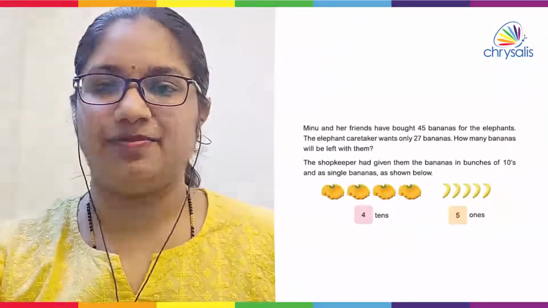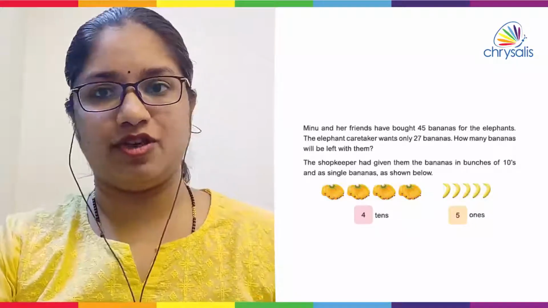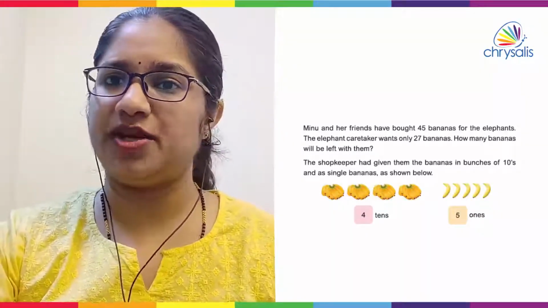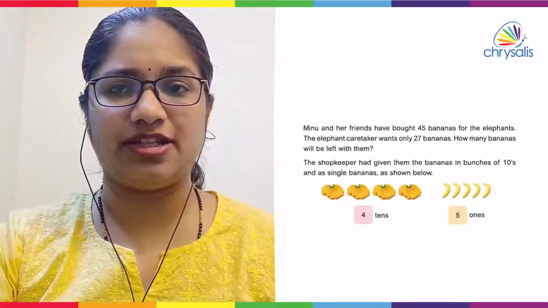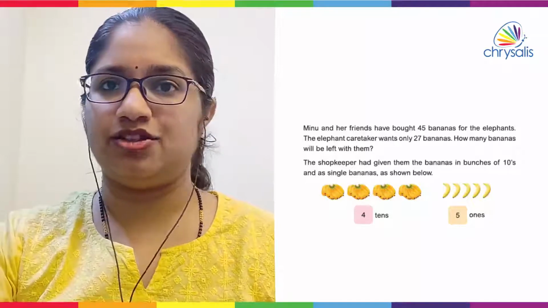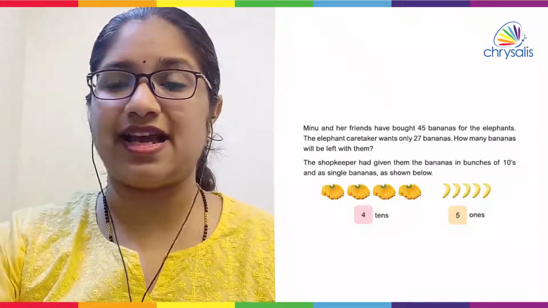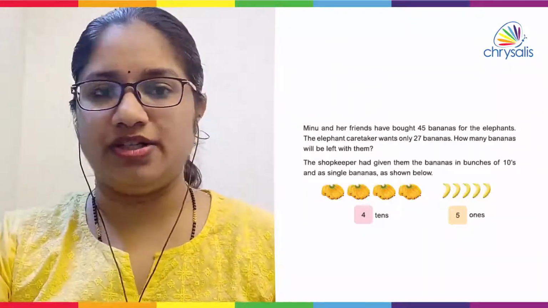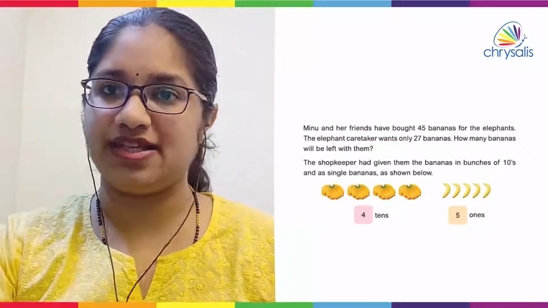Let's get started. Minu and her friends have bought 45 bananas for the elephants. The elephant caretaker wants only 27 bananas. How many bananas will be left with them? The shopkeeper had given them the bananas in bunches of 10s and as single bananas. They had 45 in total, so 4 bunches of 10 bananas and 5 single bananas.